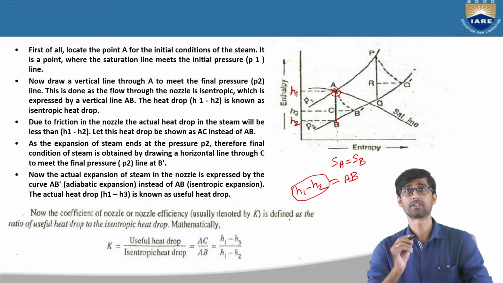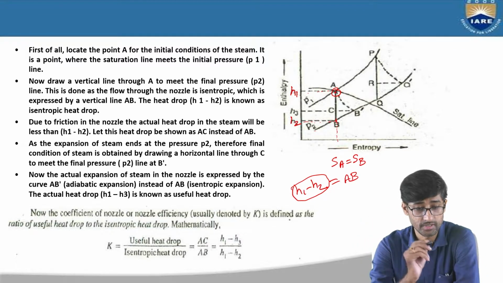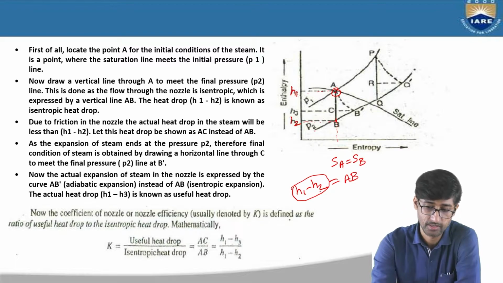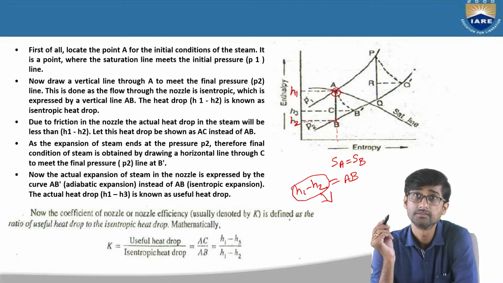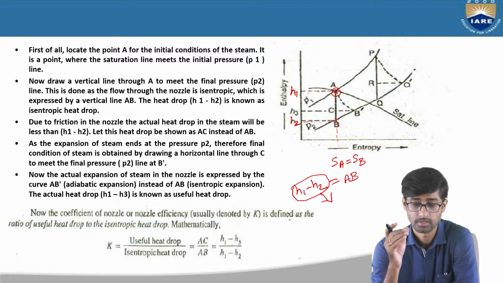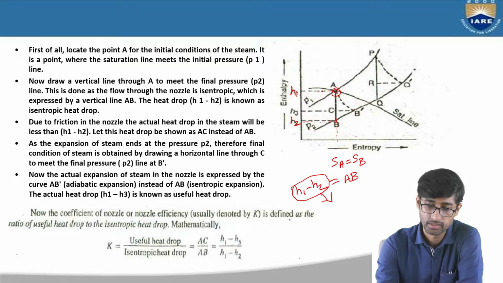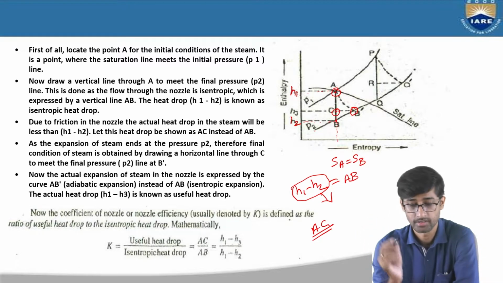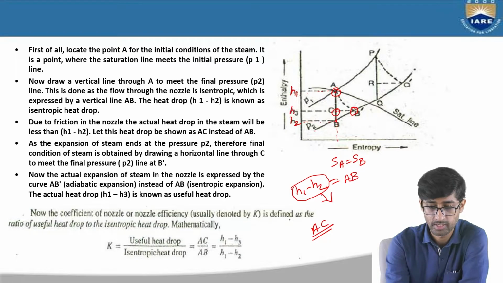Now, due to friction in the nozzle, what is the actual heat drop? Due to friction in the nozzle, the actual heat drop in the steam will be less than this isentropic heat drop, right? Definitely it will be less. Let this heat drop be shown in this dotted line as B dash. If you draw this line here, there is a C. So AC is the actual heat drop, and this corresponding line will give enthalpy H3.